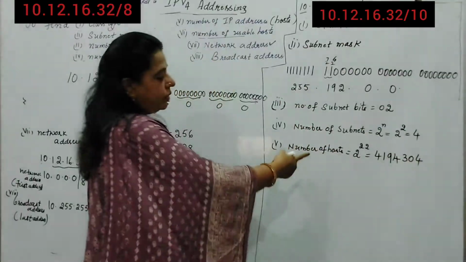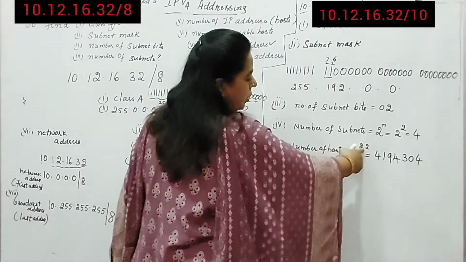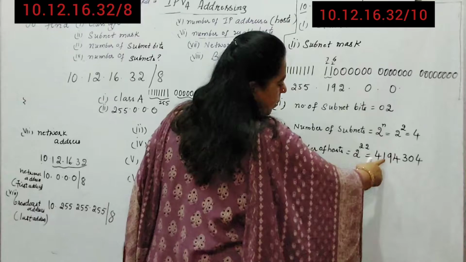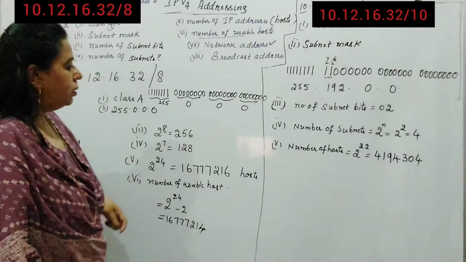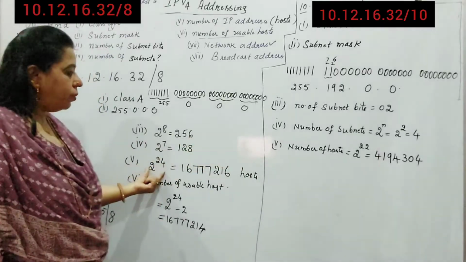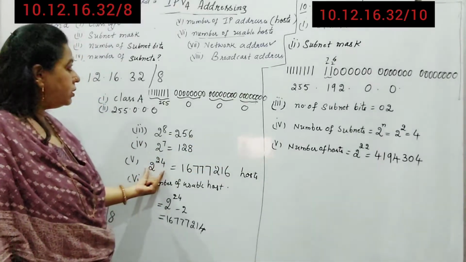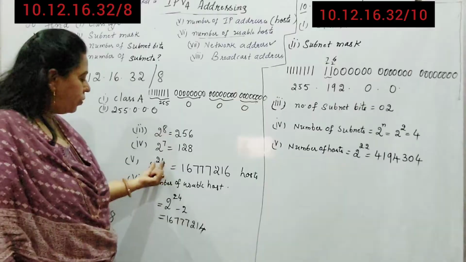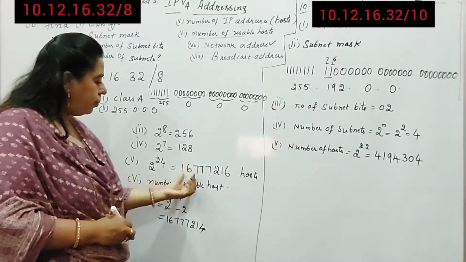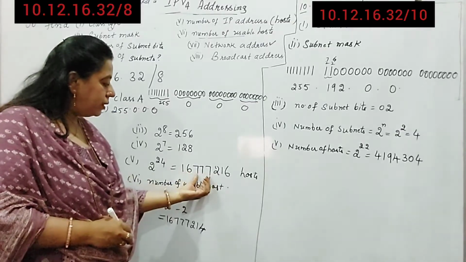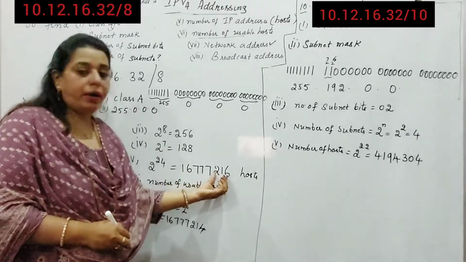4,194,304. See the difference? Number of hosts is becoming 2 to the power of 22, and it is 4,194,304. Compare this with the previous one. How much did you get for number of hosts? Number of hosts is equal to 2 to the power of 24, because all 24 bits were the host bits there. So around 17 million, that is 16,777,216.